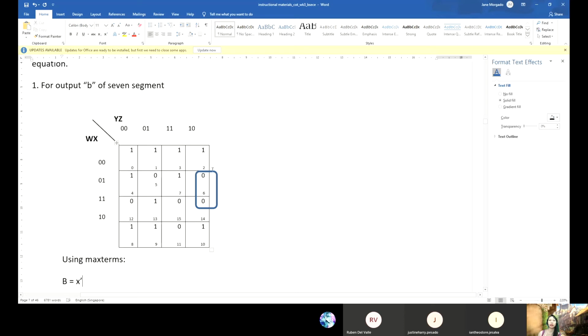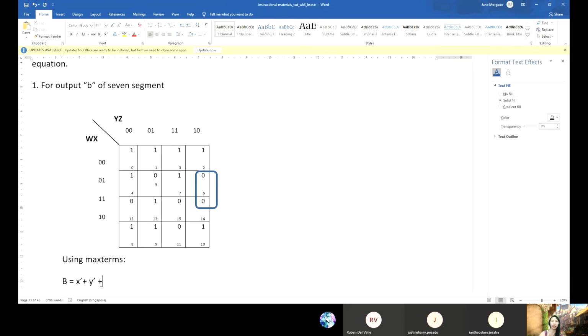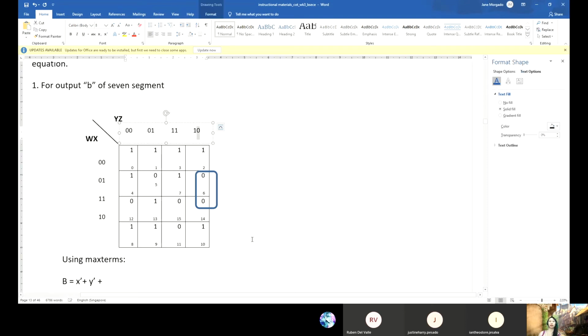W is still eliminated. Then Y is equal to 1. So therefore, X prime plus, what is Y? Y is 1. This is max term. We only have one value for the YZ plane. We only have Y is 1, Z is 0. So we cannot do any comparison here. We only have one particular value. Since Y is 1, we have Y prime. How about this one? Z is 0, so we write Z.